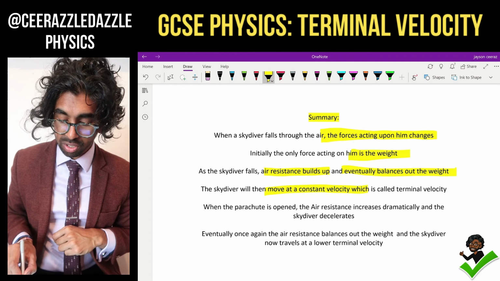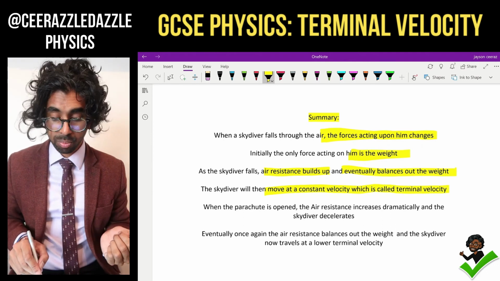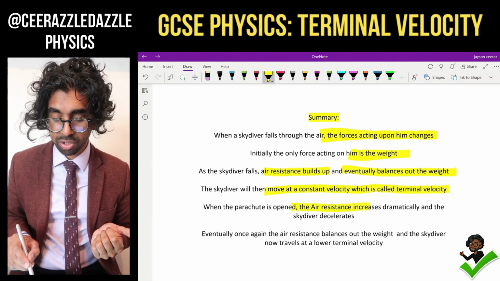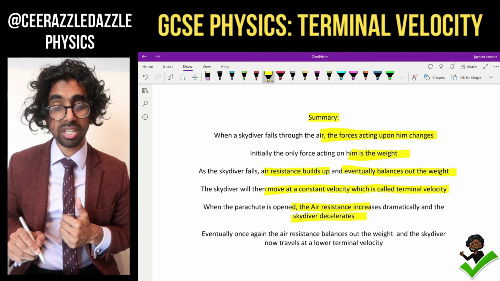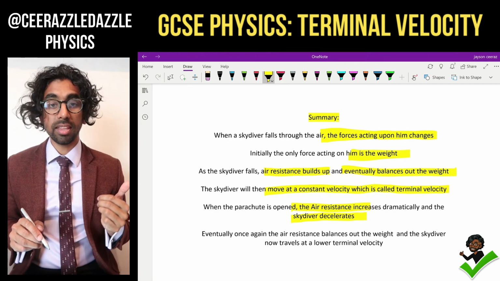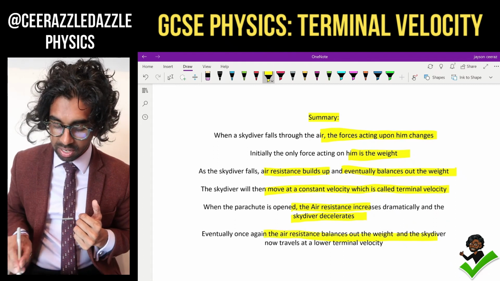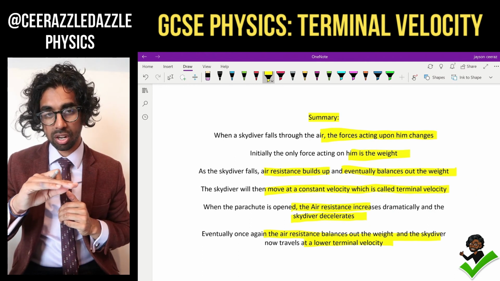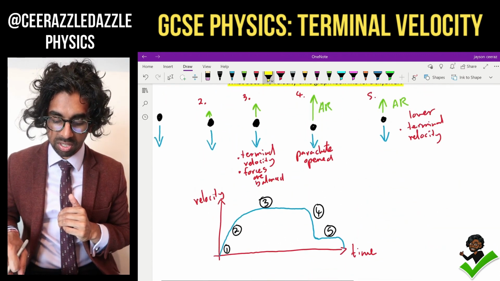So the skydiver moves at a constant velocity, which is called a terminal velocity. When the parachute is opened, the air resistance increases dramatically, and therefore the skydiver will decelerate. The velocity will reduce. Eventually, once again, the air resistance will balance out the weight, but you will move at a lower terminal velocity. And we have our wonderful graph, which summarizes the learning here.